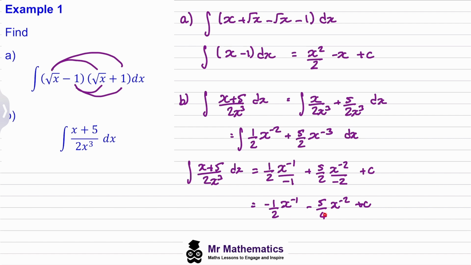Now this is a perfectly valid final answer. I personally like to write these as fractions, so we get negative 1 over 2x minus 5 over 4x squared plus c. Okay, let's try some more questions.